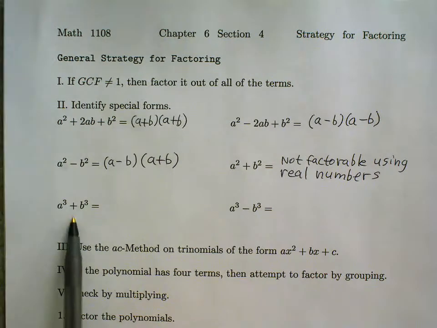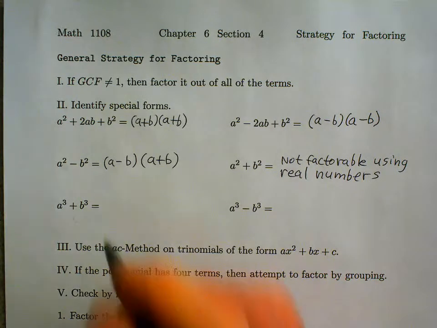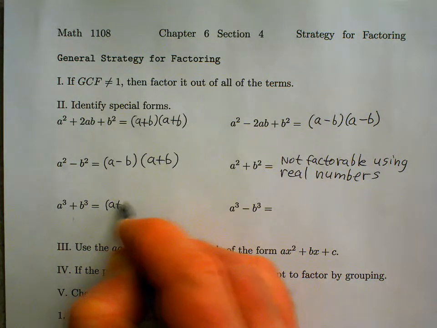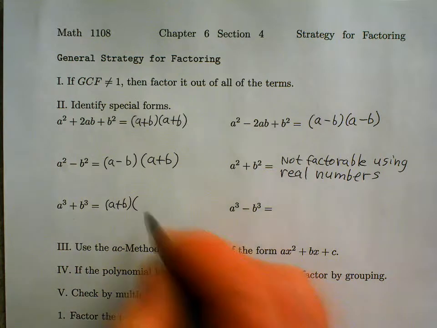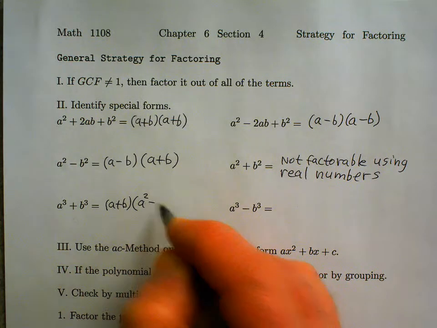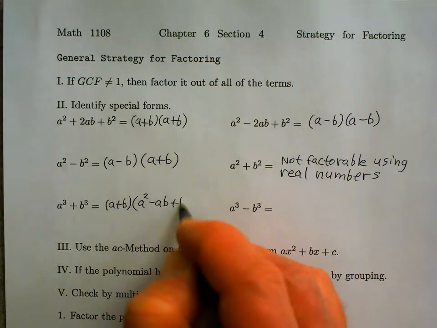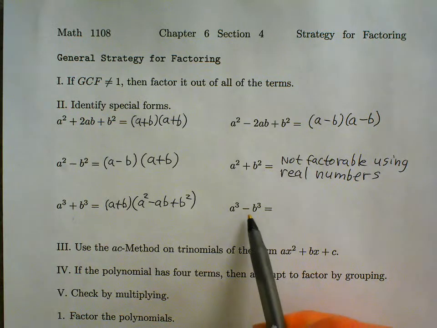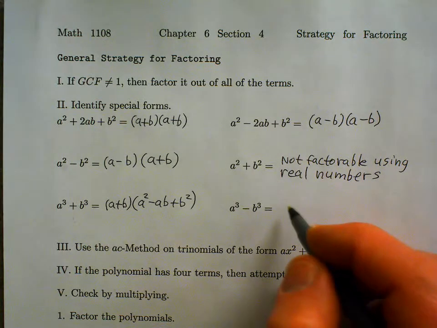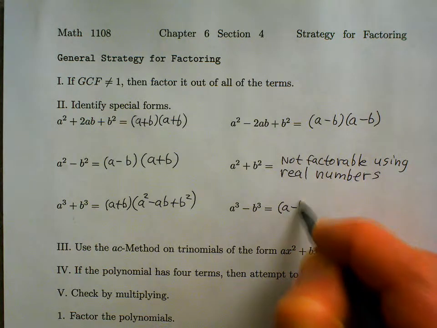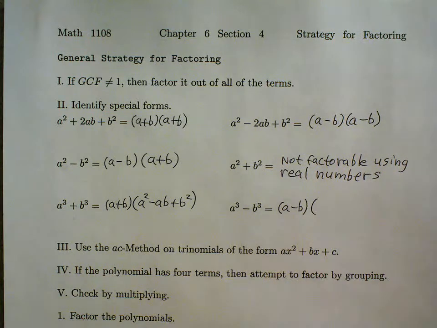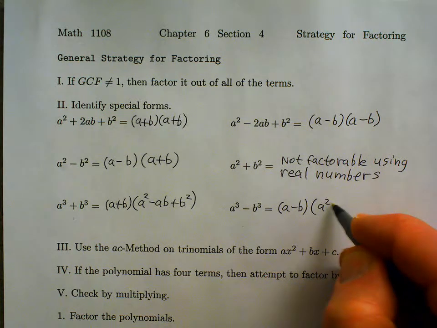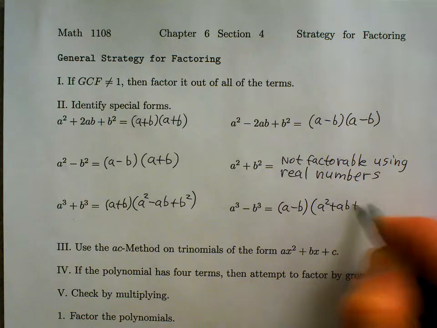A sum of cubes can be factored, a cubed plus b cubed. There's a binomial factor, a plus b, and then a trinomial, a squared minus ab plus b squared. A difference of cubes, a cubed minus b cubed, can be factored. The binomial factor is a minus b, and the trinomial is a squared plus ab plus b squared.